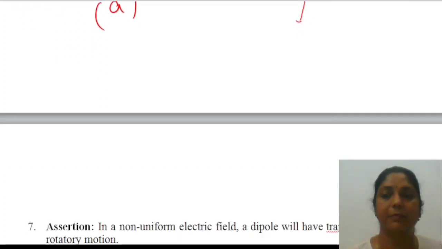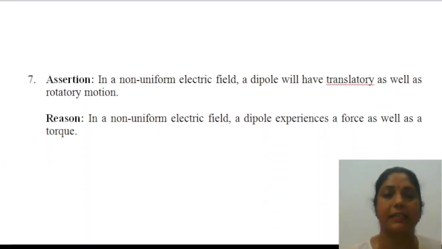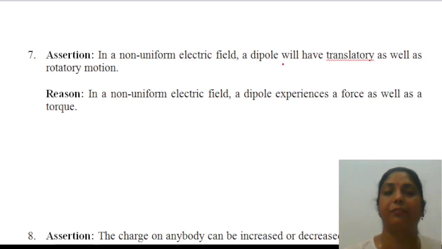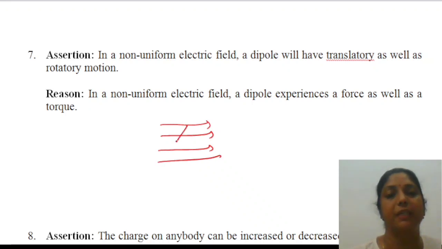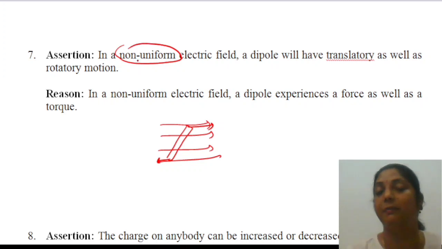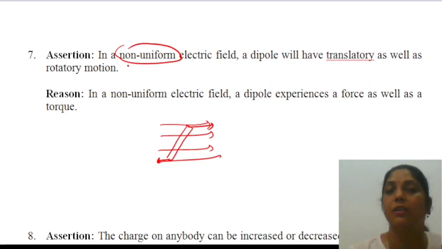What is given in question number 7? It is given that assertion: in a non-uniform electric field, the dipole will have translatory as well as rotatory motion. You already discussed these things for a uniform electric field. When a dipole is placed in a uniform electric field, it experiences some torque, but the net force acting on the dipole is 0. Net force 0 means no translatory motion, but here the electric field is non-uniform. It means the electric field is varying, a variable electric field.